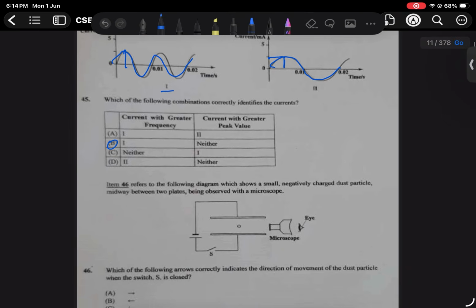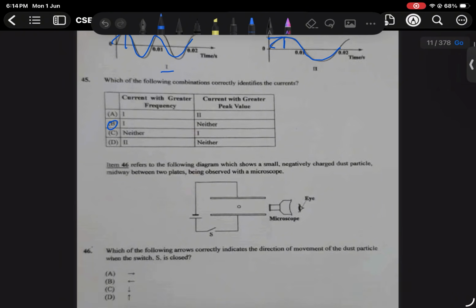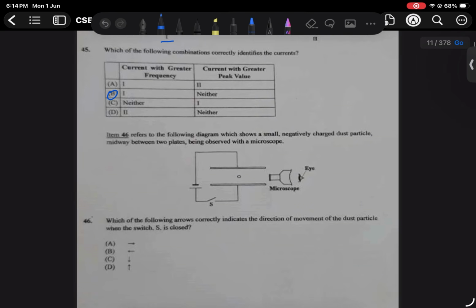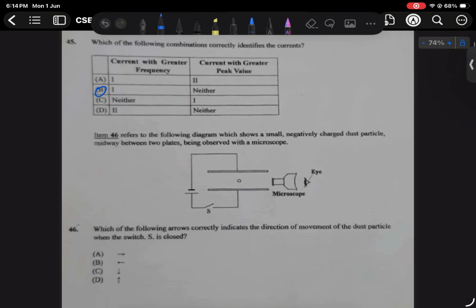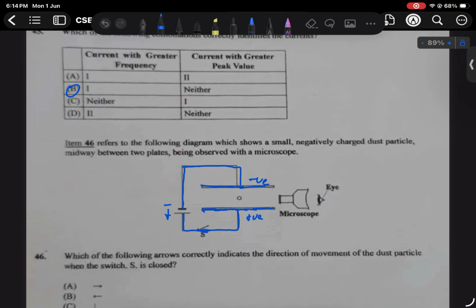Item 46 refers to the following diagram, which shows a small negatively charged dust particle midway between 2 plates being observed with a microscope. Which of the following arrows correctly indicates the direction of movement of the dust particle when the switch S is closed? So if the switch S was closed, we know this is the positive terminal, negative terminal. So positive would flow this way, and there would be a positive buildup of charge right here. Negative charge, electron flow, would cause a buildup right here. So the top would become negatively charged, and right here would become positively charged. And we know the dust particle is negative, so it moved down towards the positive.